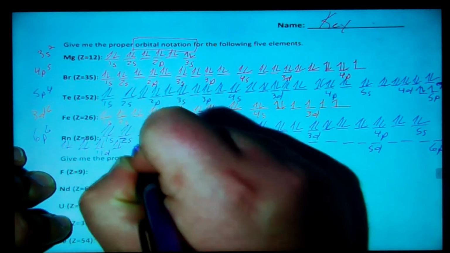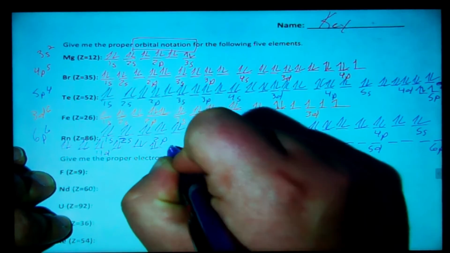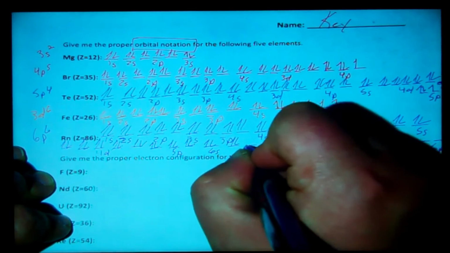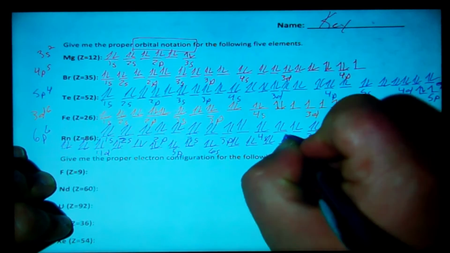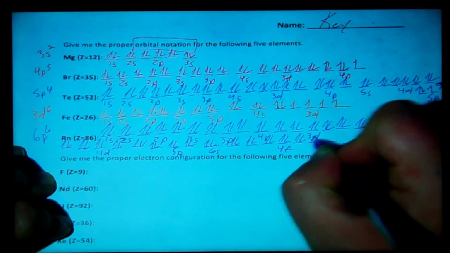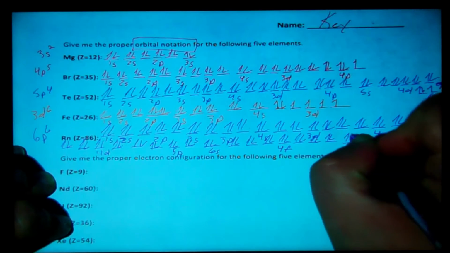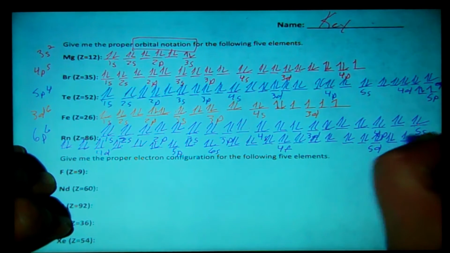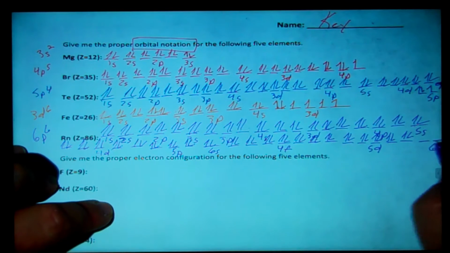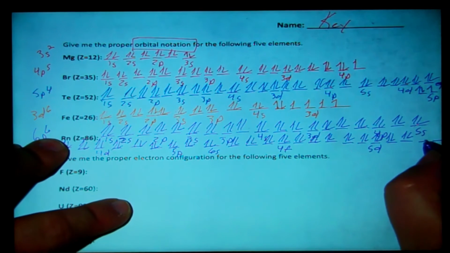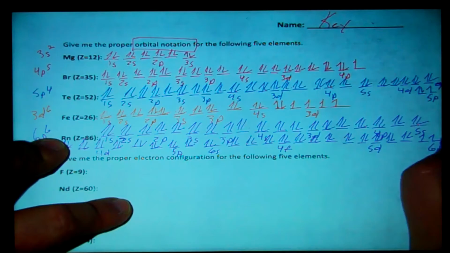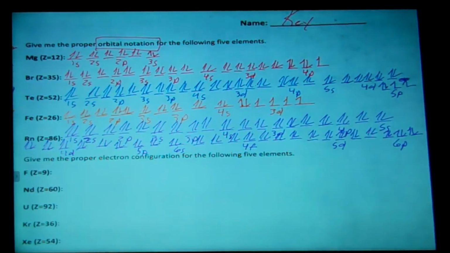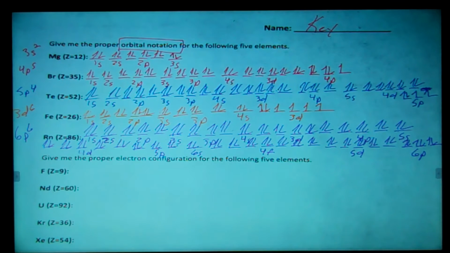I'm just filling it all up until I get to that 6p. So 6p, 1, 2, 3, I have 6 electrons. 1, 2, 3, 4, 5, 6. And that's the proper orbital notation for radon.